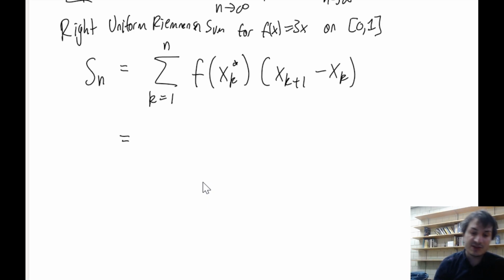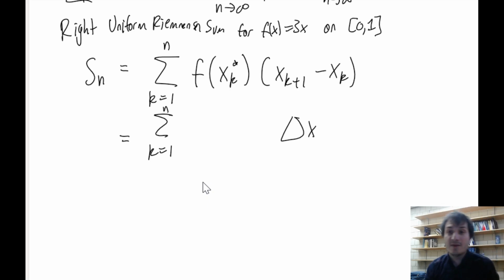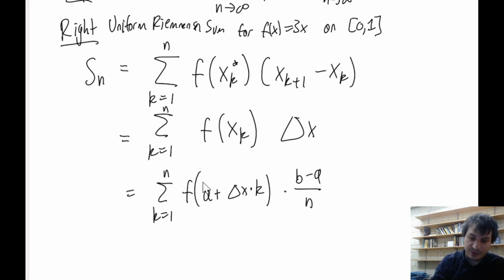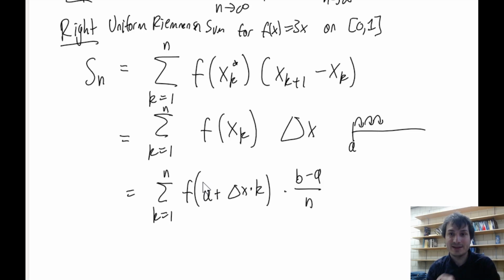In our special case, because it's a uniform Riemann sum, the width of the rectangle is always a constant. It's always delta x. The height of the rectangle is also the special point xk star where you evaluate. Because it's a right Riemann sum, it's always the right endpoint xk. And you can check that in the formula we had earlier. In this particular case, there are n divisions. And so delta x is b minus a divided by n. The formula for xk is a plus delta x times k. So you start at the left endpoint a, and you move over k times, and each time you move by delta x. So the position xk is a plus delta x times k.